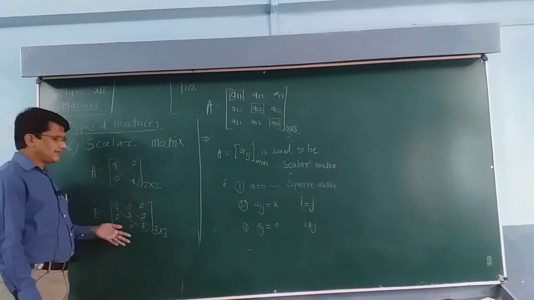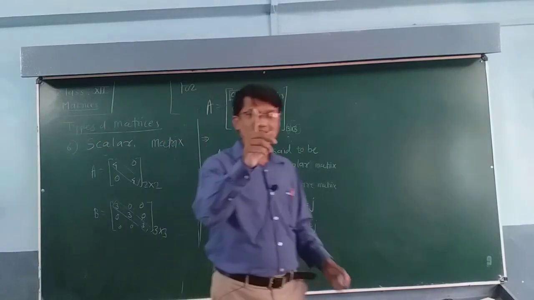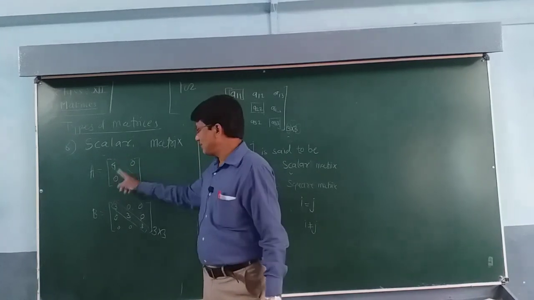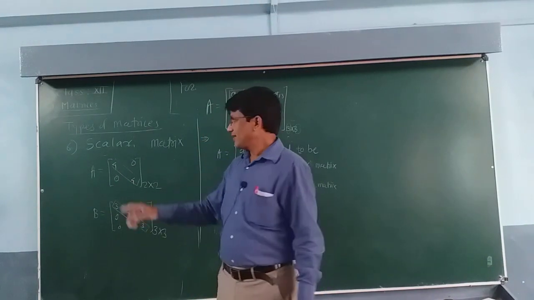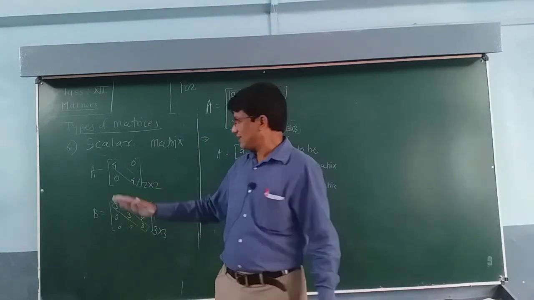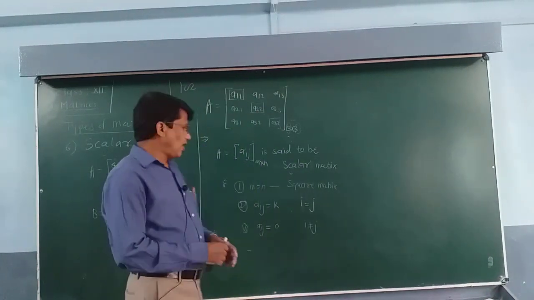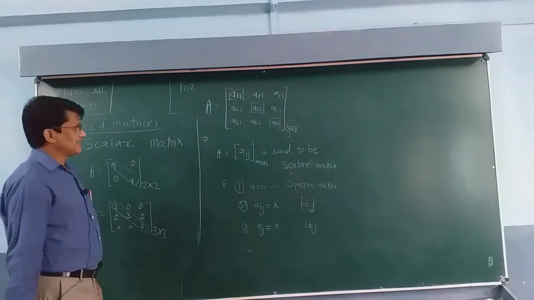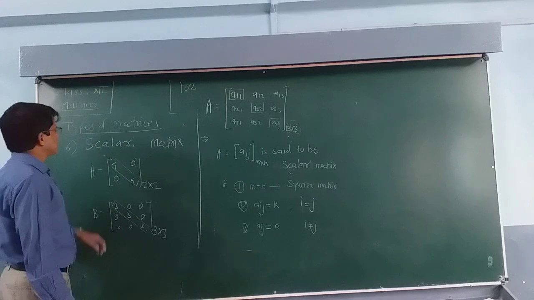Okay, so we can say every scalar matrix is a diagonal matrix. Diagonal matrix means the non-diagonal elements are 0. Every scalar matrix is a diagonal matrix, but the diagonal elements are the same. And every scalar matrix is also a square matrix. Okay, this is about a scalar matrix.